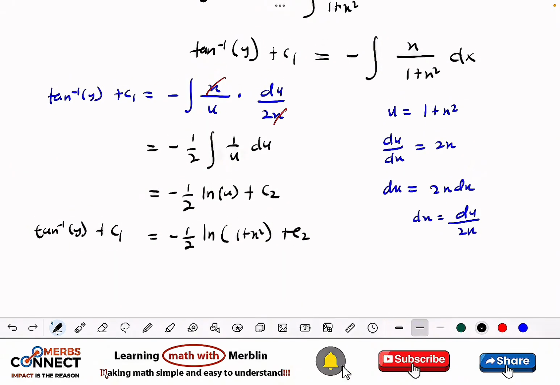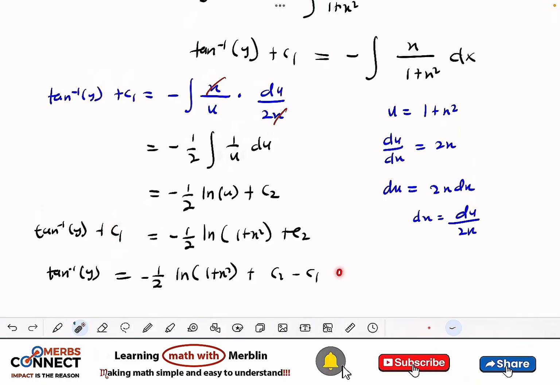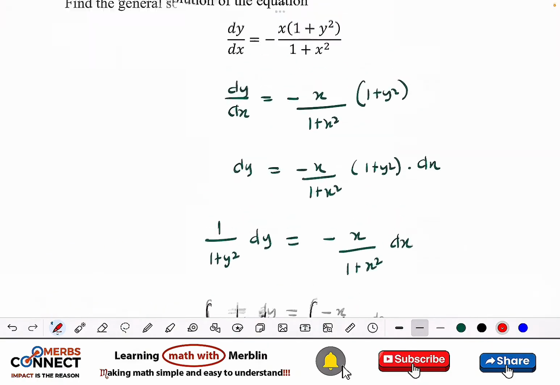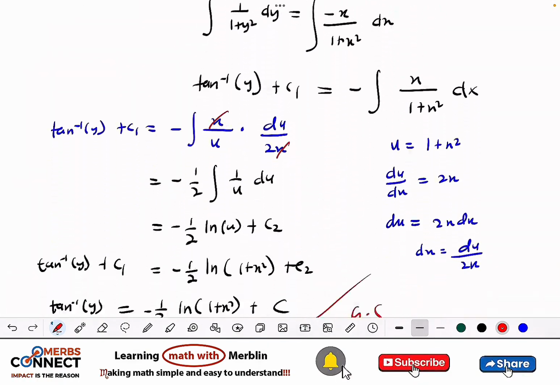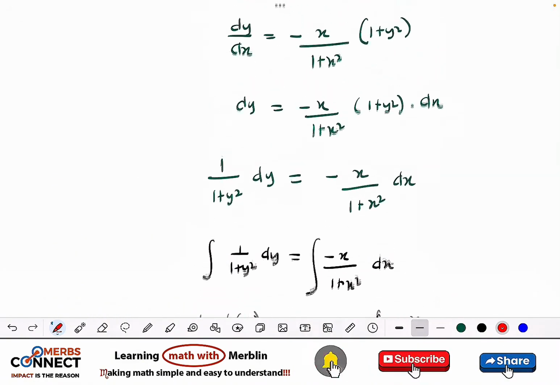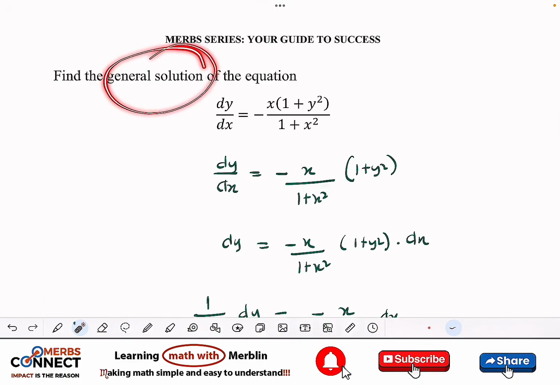So this is the same as tan inverse of y is equal to 1 over 2 natural log of 1 plus x squared plus c2 minus c1. So I just move this guy to this side. And we said we can combine this one and make it a constant, so plus c. So this is the general solution. We don't have an initial condition, so this will be the end of this question. We just need the general solution, and then we are done.